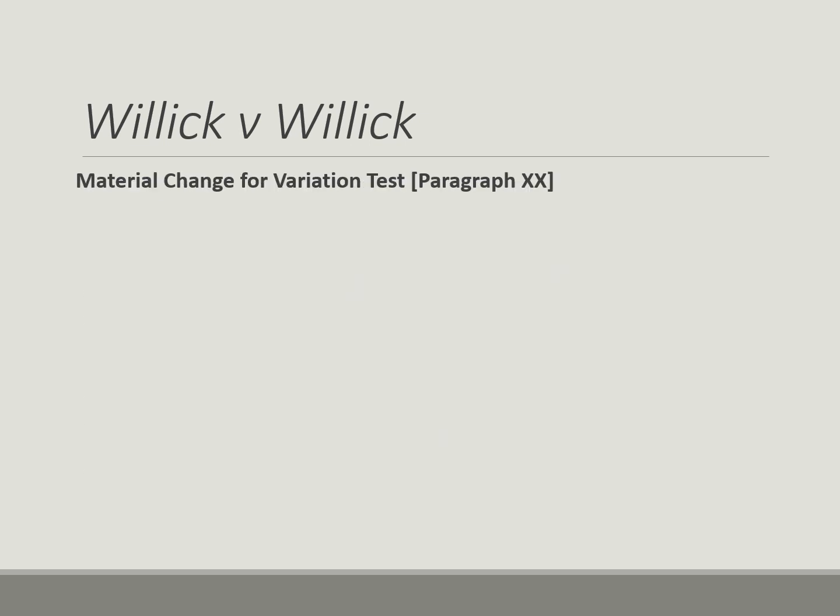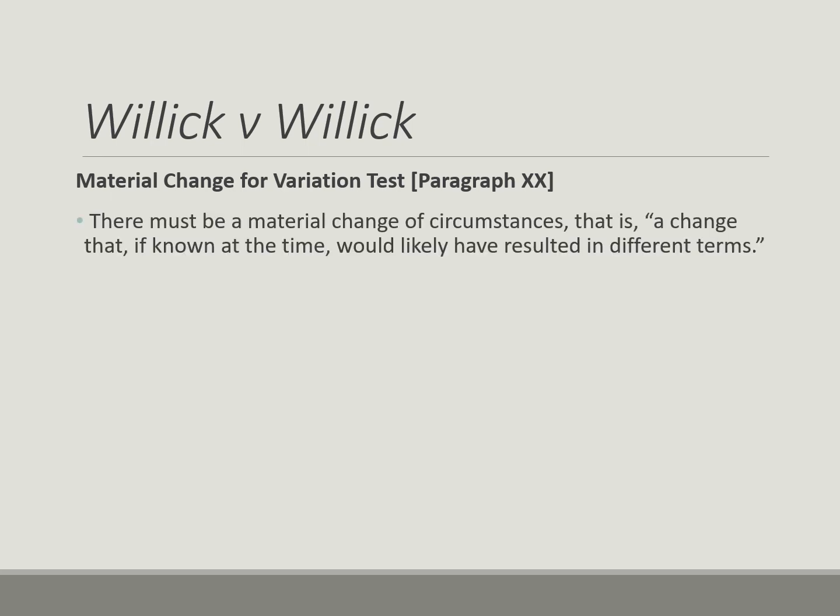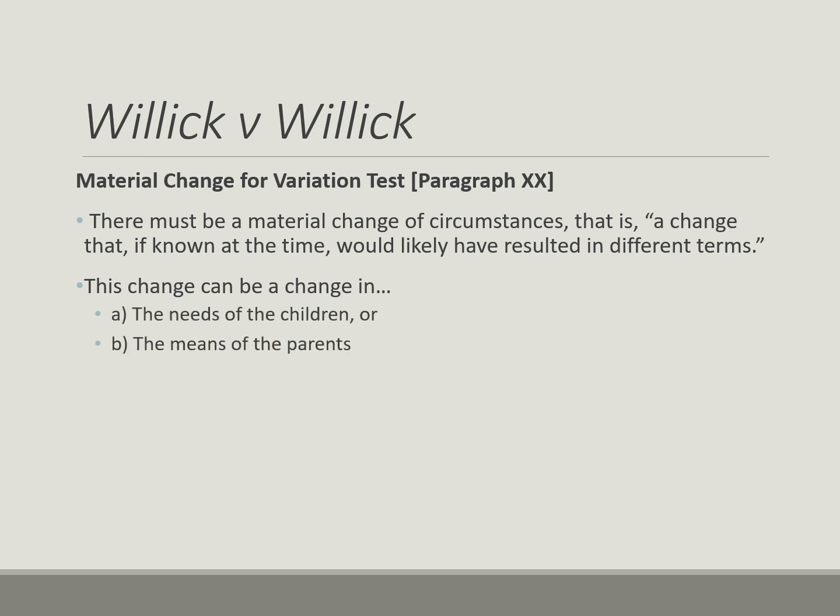Now the court had to answer the question of whether a change in circumstances is significant enough to be considered the basis for a variation order. And they set out the test that a material change in circumstances is a change that, if it was known at the time when the child support agreement was being negotiated, would have resulted in different terms being arranged. Now, this change in circumstances could be with respect to the needs of the children or the means of the parents. And in this case, it was demonstrably true that the father's means had changed. His income had almost doubled since the time the agreement was negotiated.